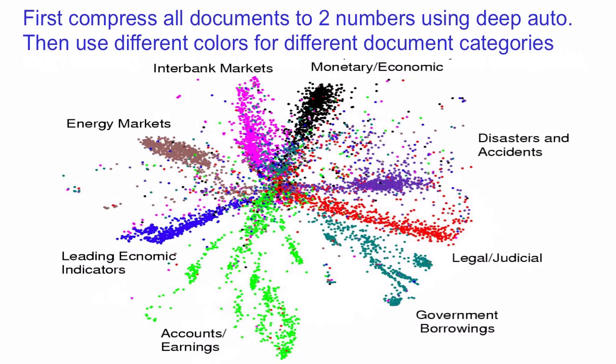A visual display like this could be very useful. If, for example, you saw that one of those green dots was the accounts and earnings report from Enron, you probably wouldn't want to buy shares in a company that had a green dot nearby.